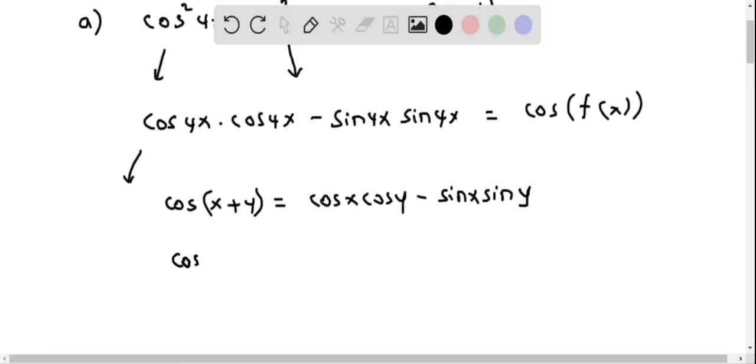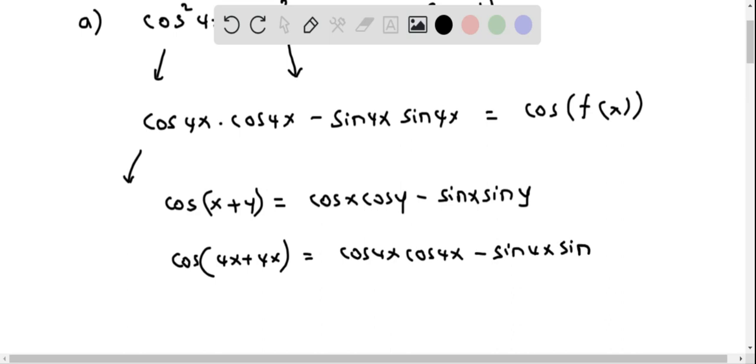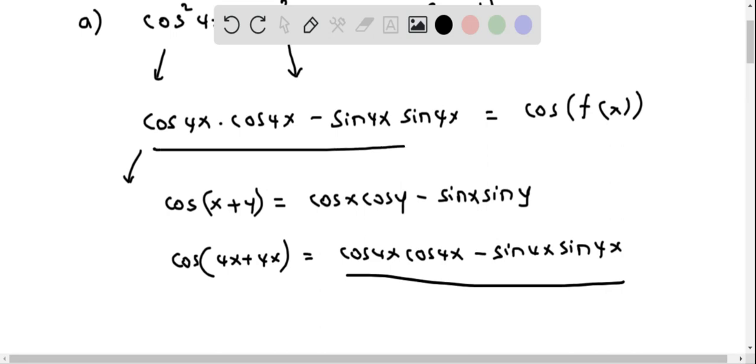So therefore, I get cosine of 4x plus y is also replaced as 4x. And so this gives cosine 4x, replace y by 4x. So it becomes cosine 4x minus sine, replace x by 4x and y by 4x. So we get sine 4x, sine 4x. Now, if we compare these two expressions, that is cosine 4x cosine 4x minus sine 4x sine 4x, with the left side expression, we see that both are equal.